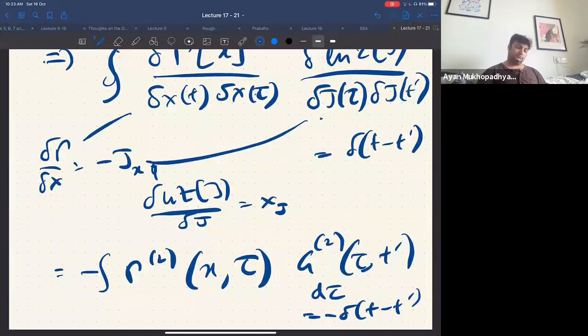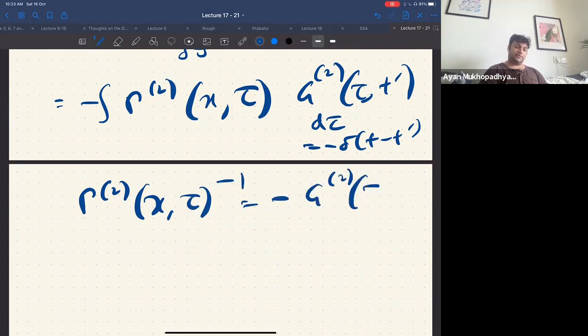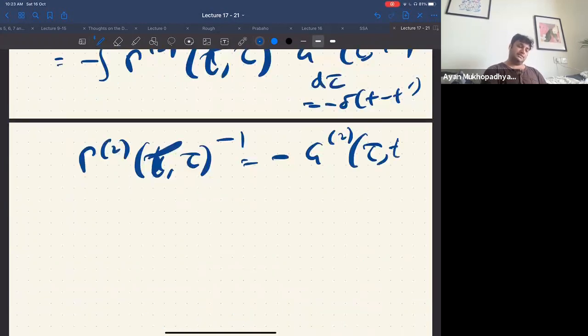All right. So from here, it follows that Γ2[x](t, τ) inverse is equal to minus G, the exact two-point function. Sorry, it should be t and t', and this is Γ2 inverse of τ, t'. So in short form, it is Γ2 inverse equal to minus G2.